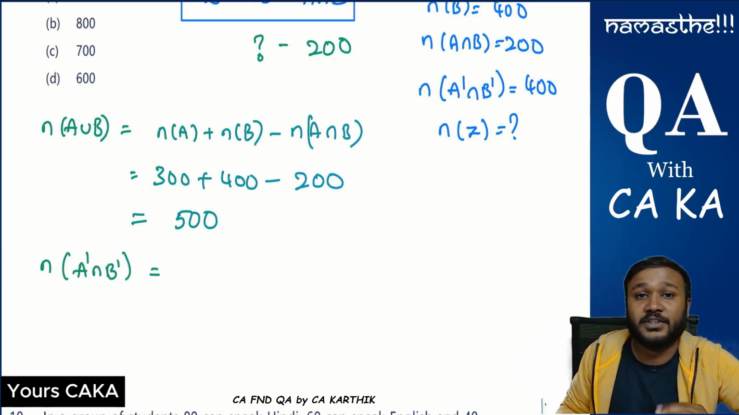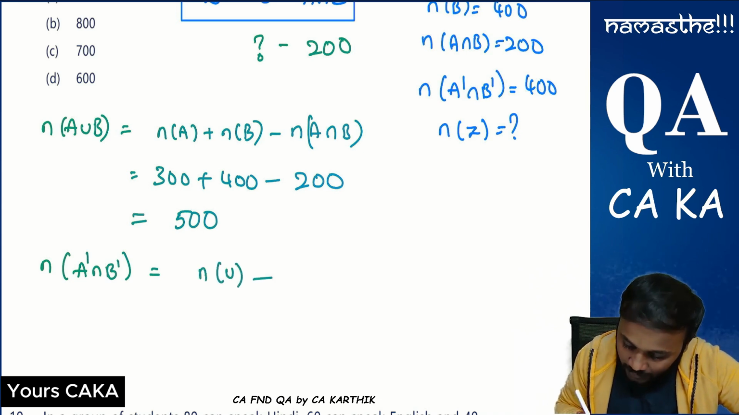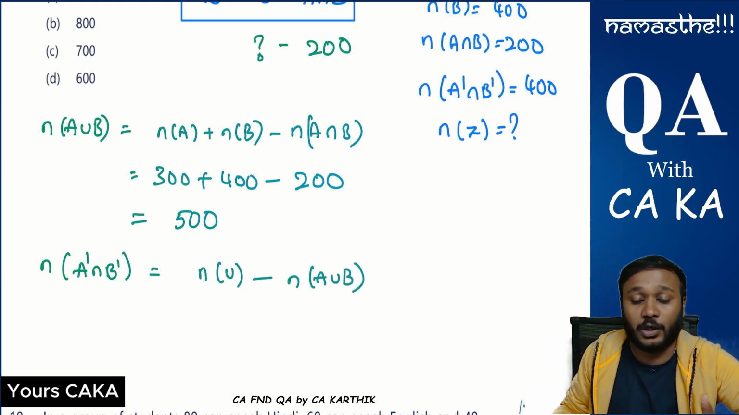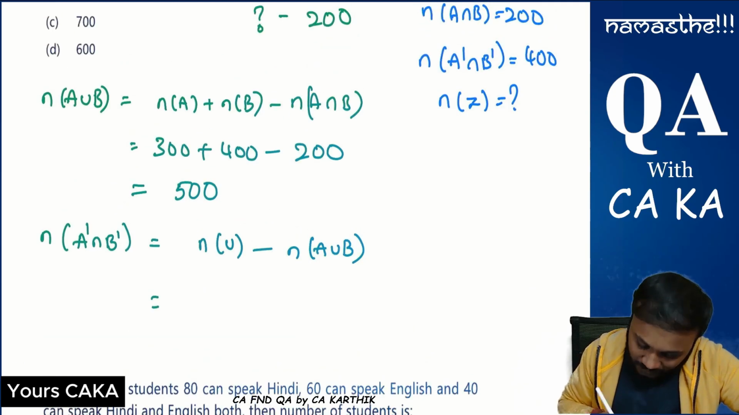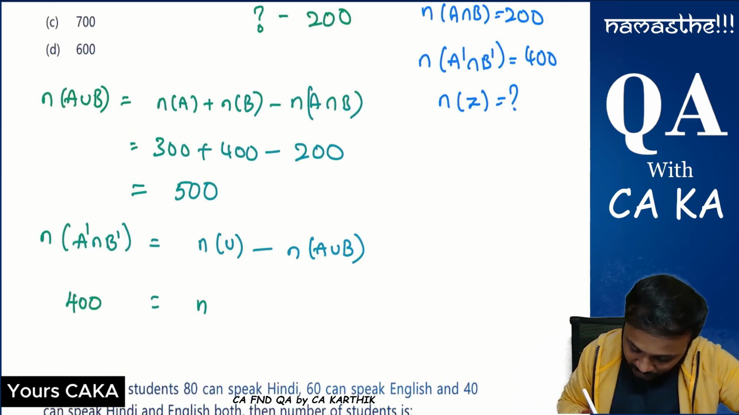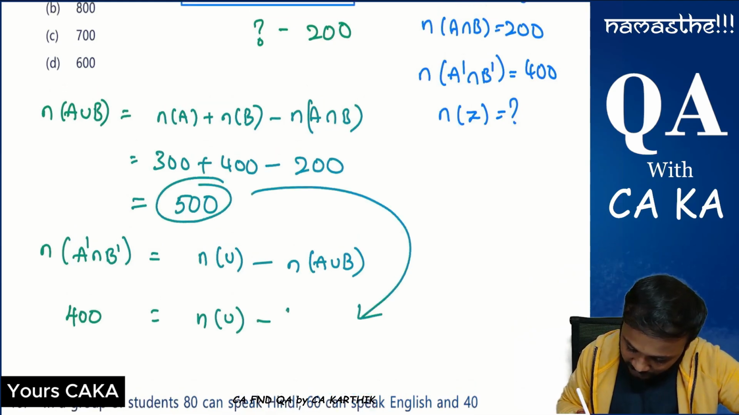N of A complement intersection B complement. What is the formula? It is N of U, the overall U, minus N of A union B, which is nothing but N of A complement intersection B complement. They give you 400. N of U is what you need to find out. N of A union B is just what you found now, which is 500.